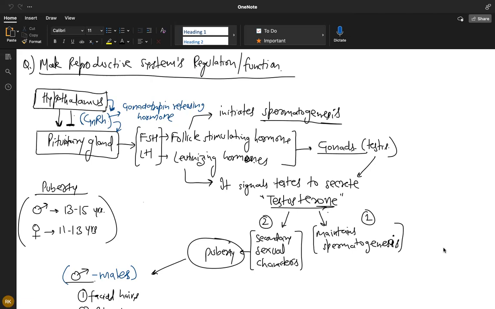FSH goes to the testes and starts spermatogenesis. So till FSH level is low, spermatogenesis cannot begin. And this is why, before it reaches puberty, males cannot produce gametes. And second thing, LH goes and tells the testes to start. Yes, Fatima: who tells the hypothalamus to increase the production of gonadotropin releasing hormone?